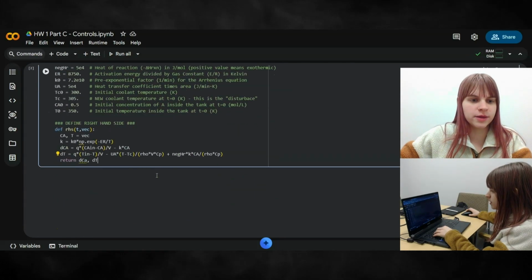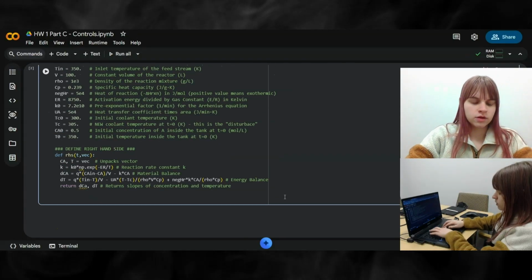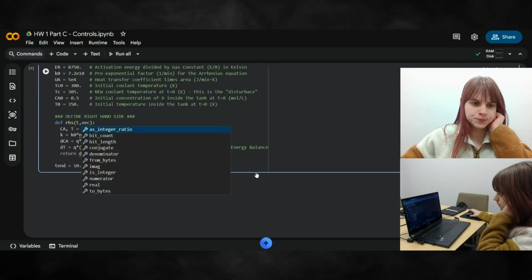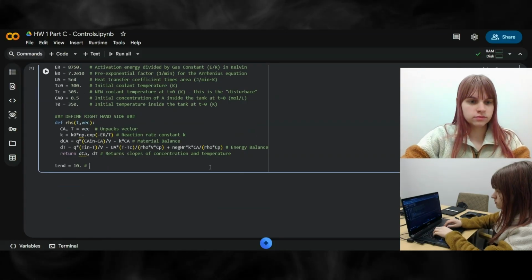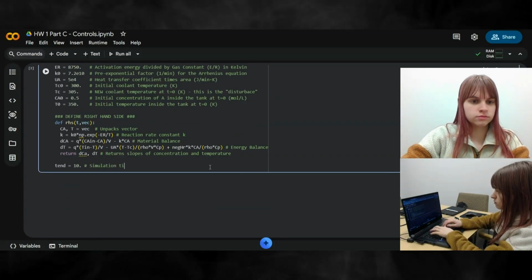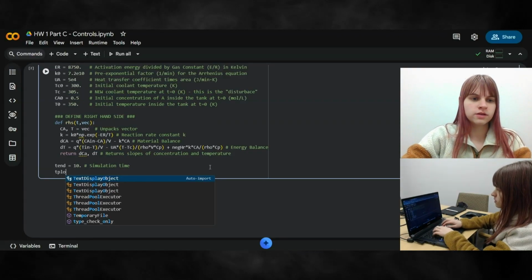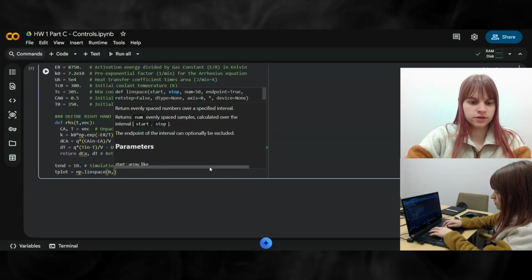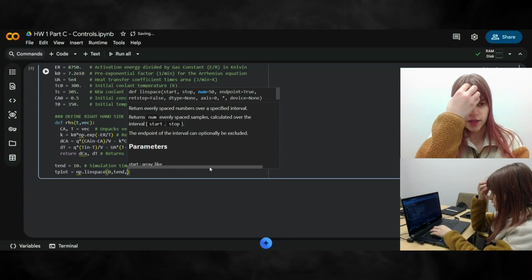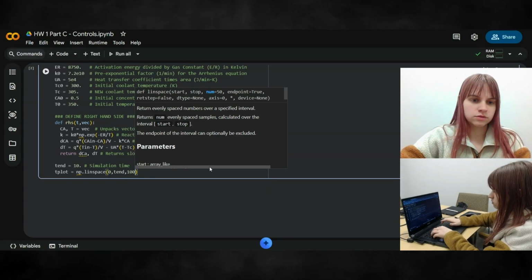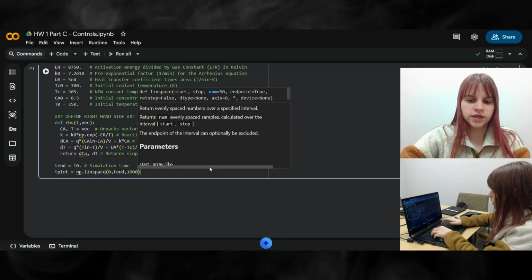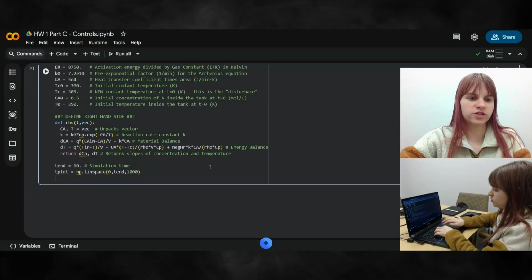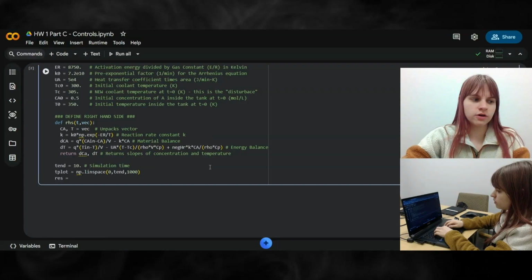I'm going to go ahead and comment these out really quick. So since this simulation is in minutes, I'm going to do 10. Tplot equals numpy dot linspace 0 until t end, let's just do, yeah, that's fine, 1,000 equal partitions there.